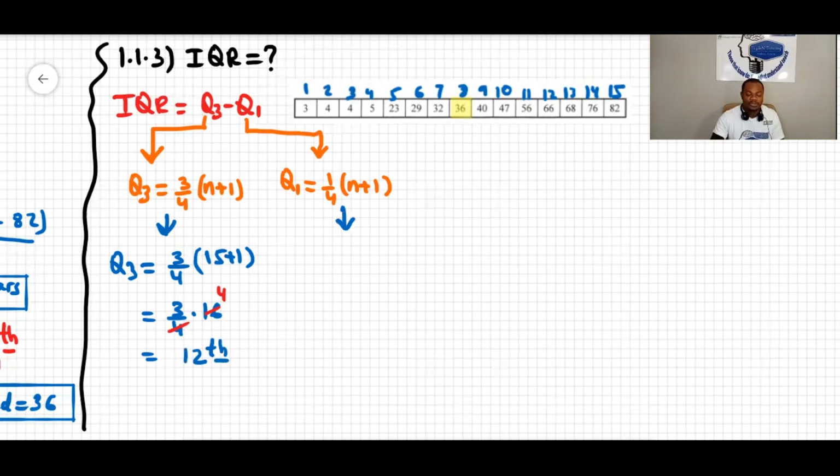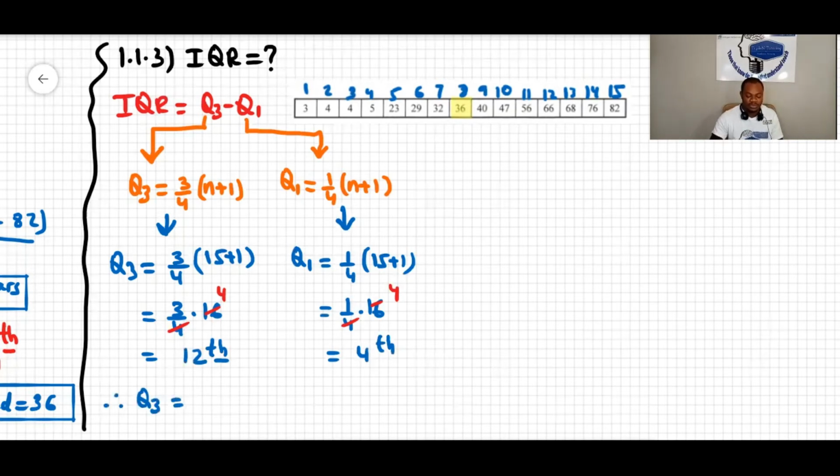Now Q1 similarly will be equal to a quarter times 15 plus 1. To work this out, 15 plus 1 is 16, times a quarter. This tells us that 1 times 16 divided by 4 is 4. So this is the 4th position. Therefore, Q3 will be the 12th position.